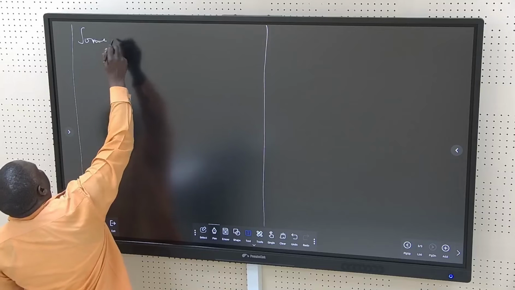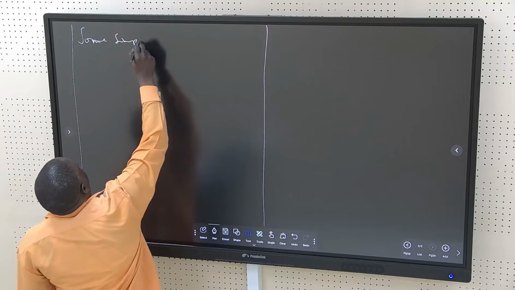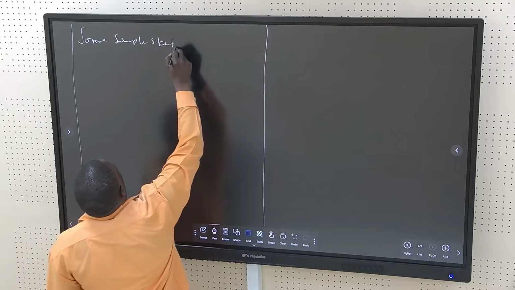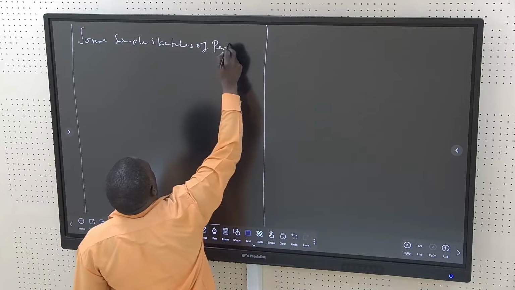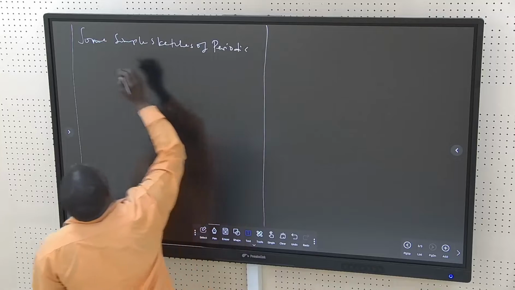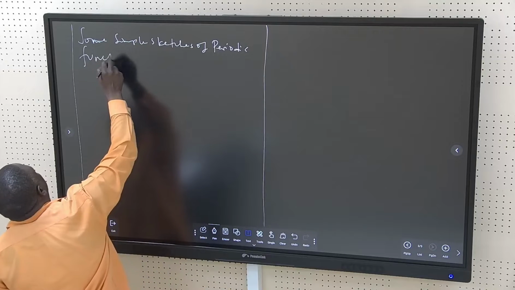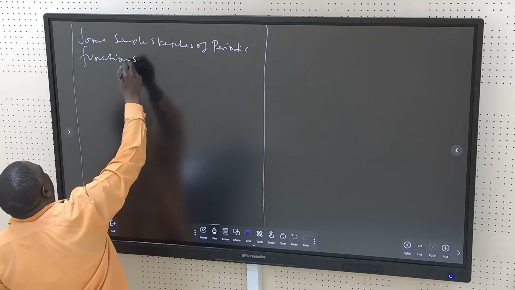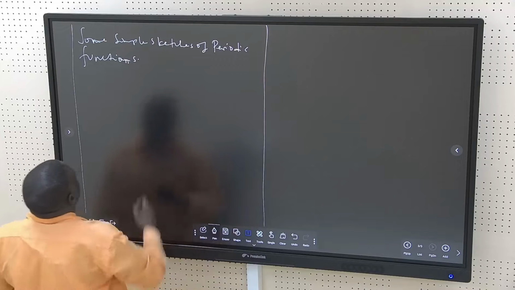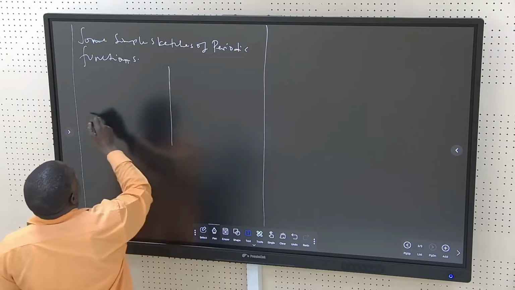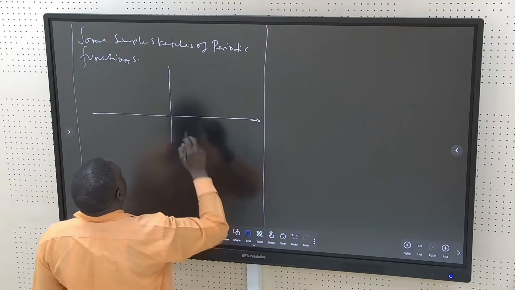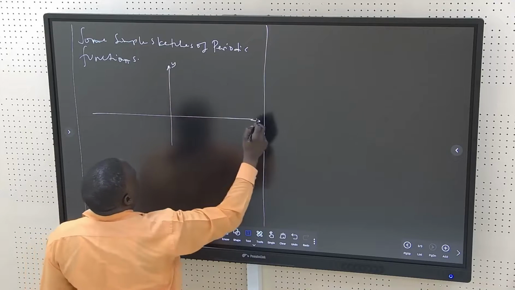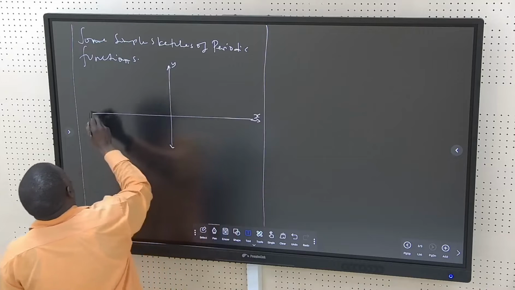Some simple sketches of periodic functions. So you can have a function which has got an example of this curve. So this can be y, this x.